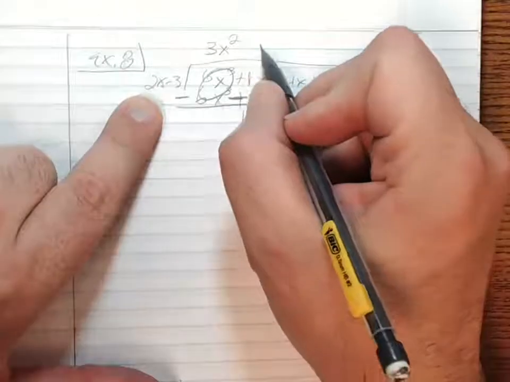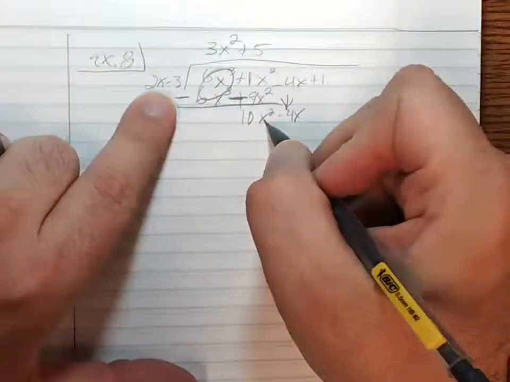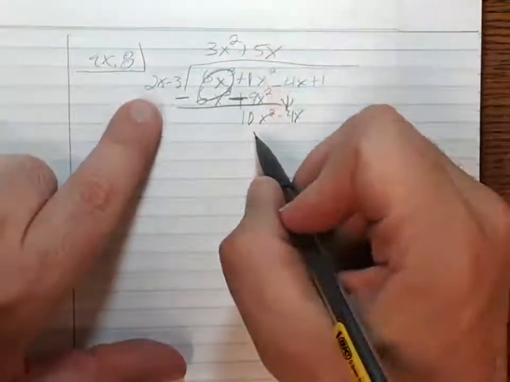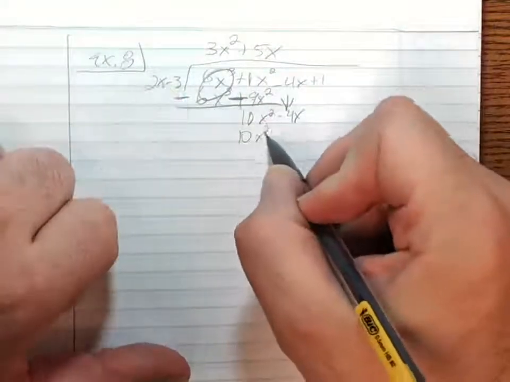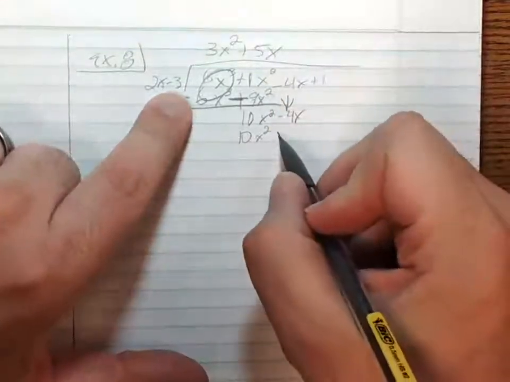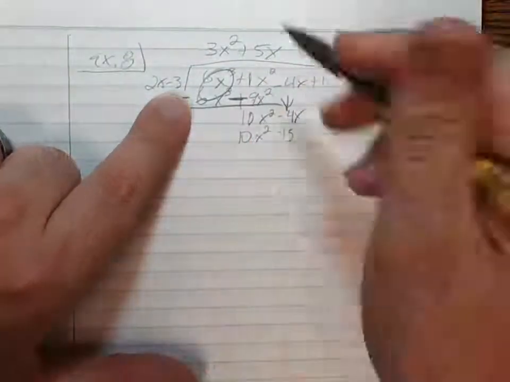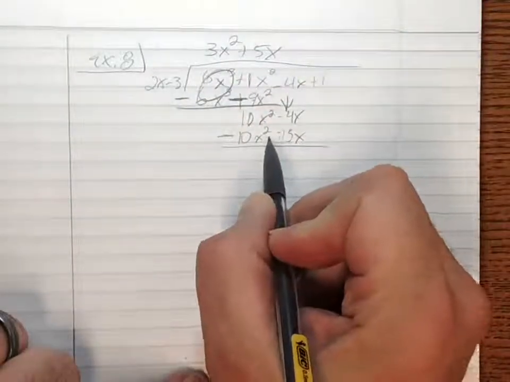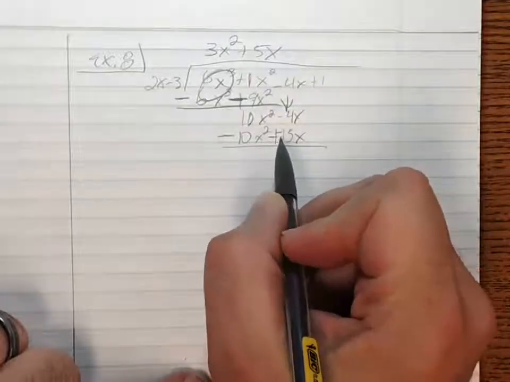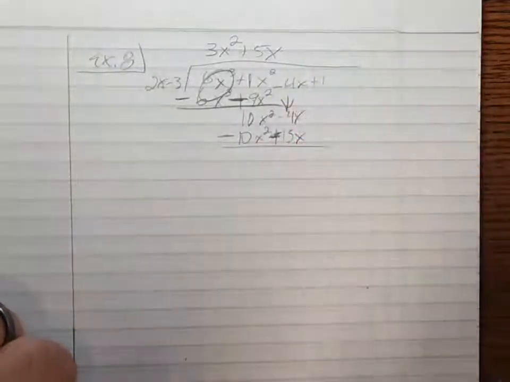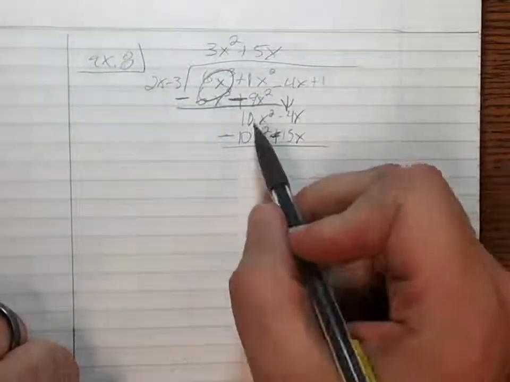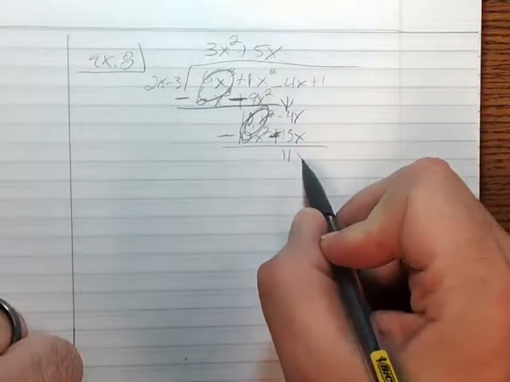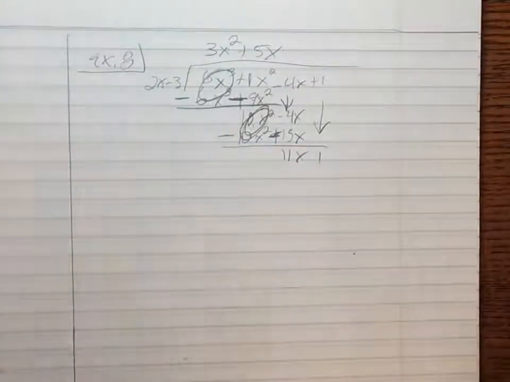10 divided by 2 is positive 5. X squared divided by x is x. So we're good there. And then we multiply. 5 times 2 is 10. X times x is x squared. 5 times negative 15 is negative 15. And x times no other x's is just an x. So we got minus and minus. They make a plus. 10x squared minus 10x squared is a big fat 0. Negative 4x plus 15x is 11x. And I'll bring down the 1.